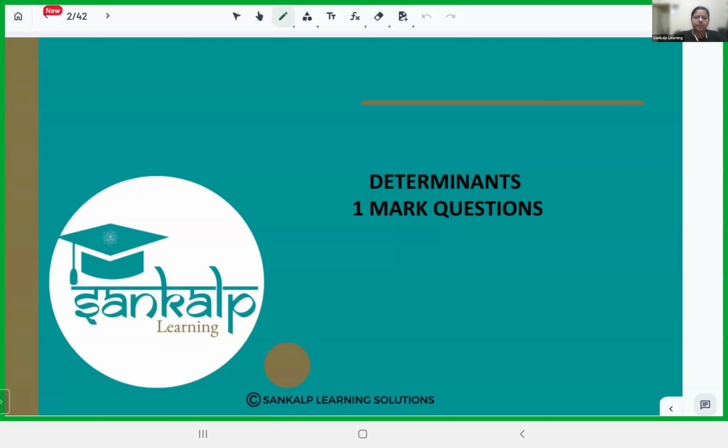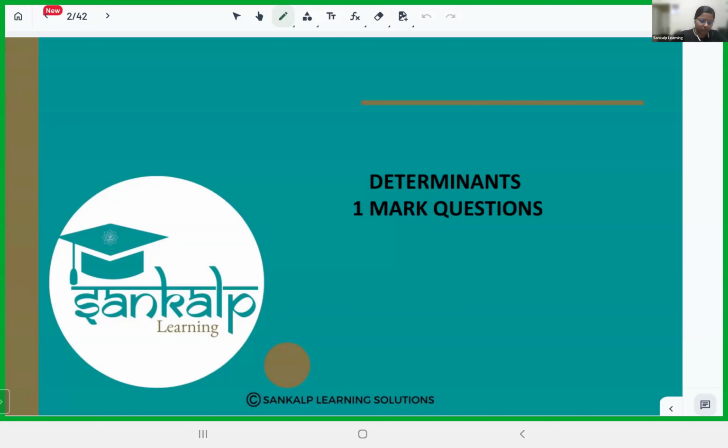So in this session, we'll be discussing the chapter determinants. In the chapter determinants, we will have 1 mark question, then 2 mark, 4 mark, and 5 mark questions. In this session, we'll be dealing with 1 mark questions. Before that, we'll just have a quick reflection on what else we have studied about determinants.